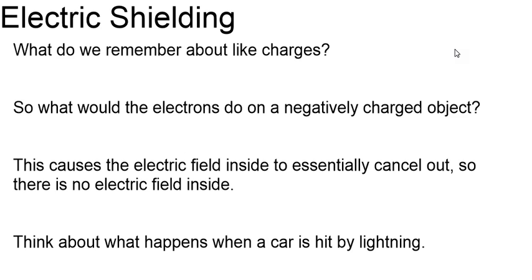Now, if we have a conductor that is an empty shell, which I'll show you in class, what this causes is the electric field inside of that conductor is going to cancel out. And so there is no electric field essentially inside of that conductor. And this is what we call electric shielding. This is what we use to shield electronics from outside electromagnetic radiation. It's what we use for Faraday cages, things like that.